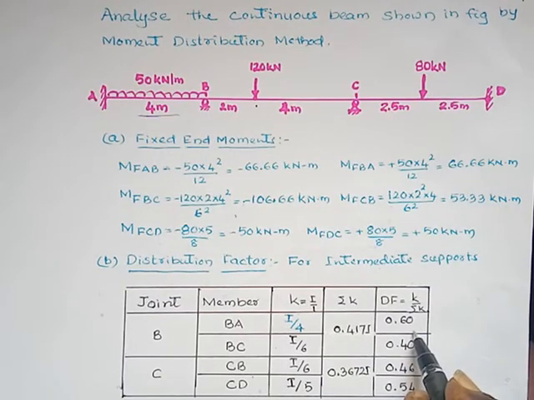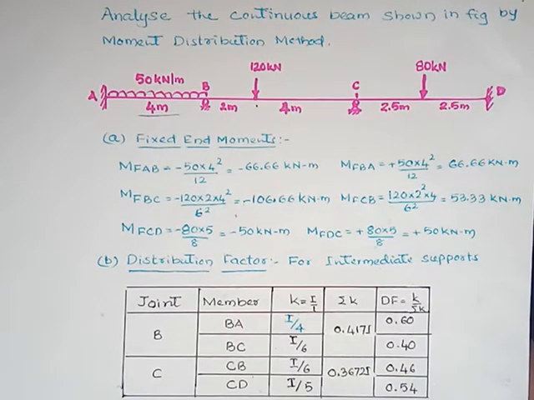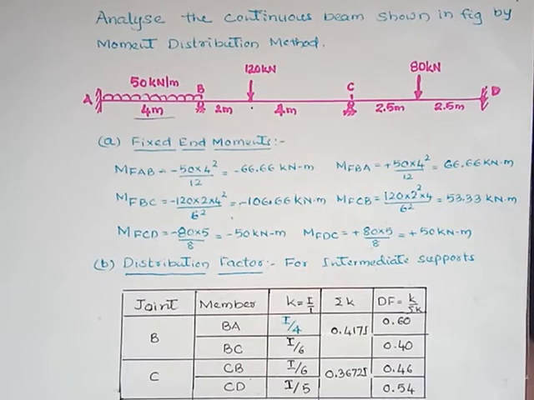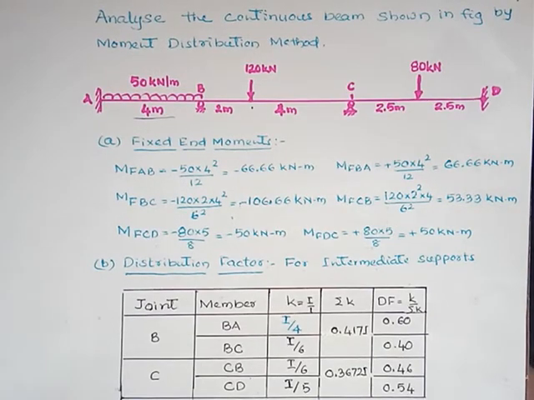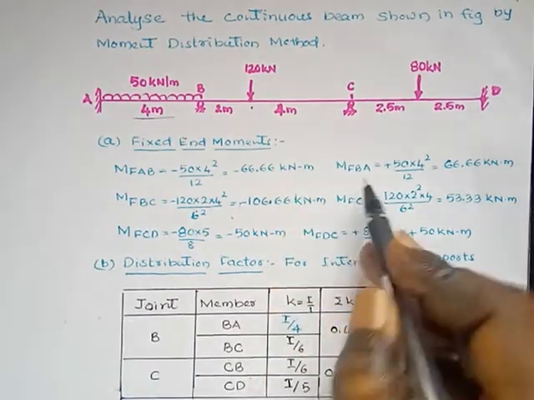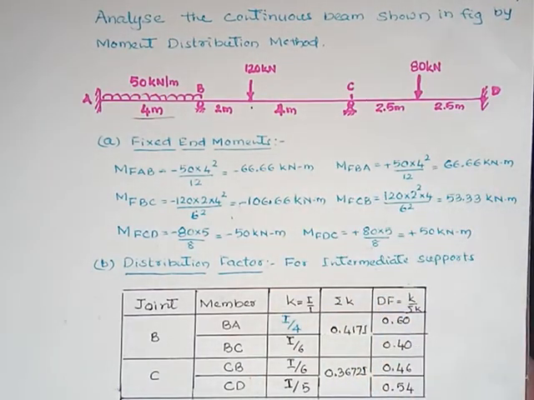For BA 0.6, for BC 0.4, for CB 0.46, for CD 0.54. For the end members, there is no distribution factor. Then we have already calculated the fixed end moments in the first step. You have to write that: minus 66.66 for AB, then for BA, 66.66.